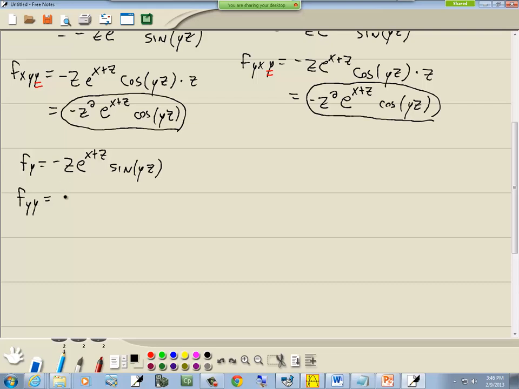Well, the negative z e to the x plus z doesn't have any y, so that's a constant, just remains out in front. Derivative of sine is cosine. So cosine yz with respect to y, so that's times z. Because again, it's like having z as a constant, like you had 2y. The derivative of 2y is 2. So the derivative of zy is z, which gives us negative z squared e to the x plus z cosine yz.